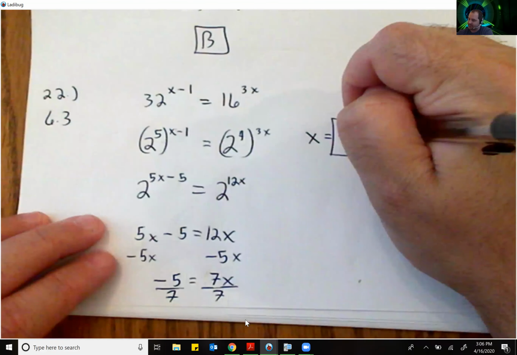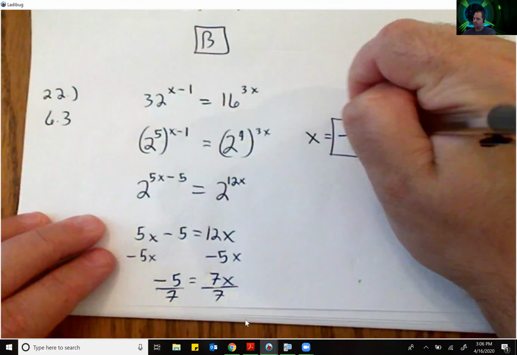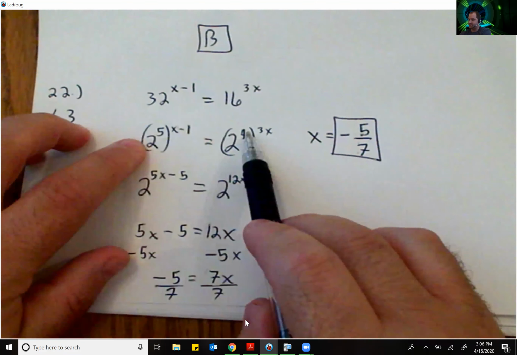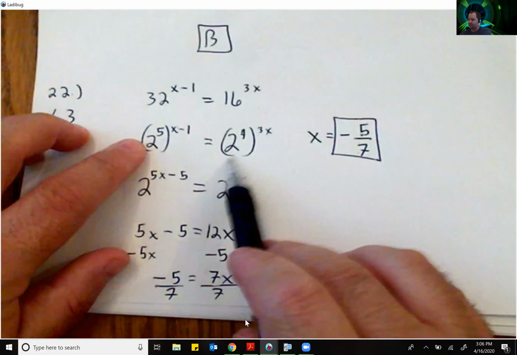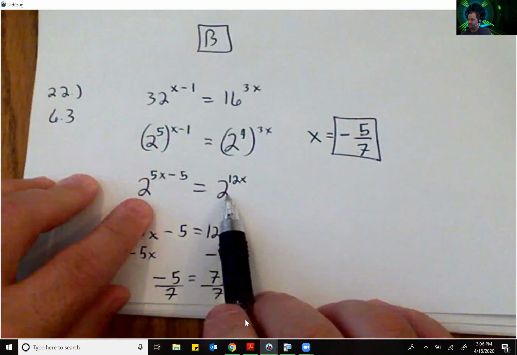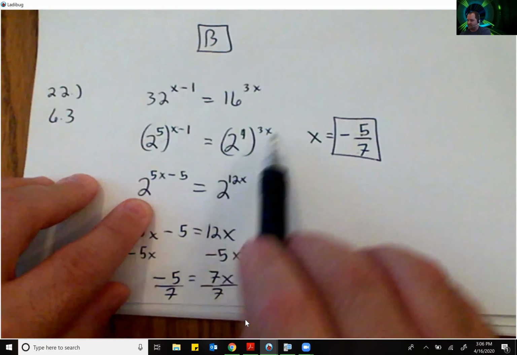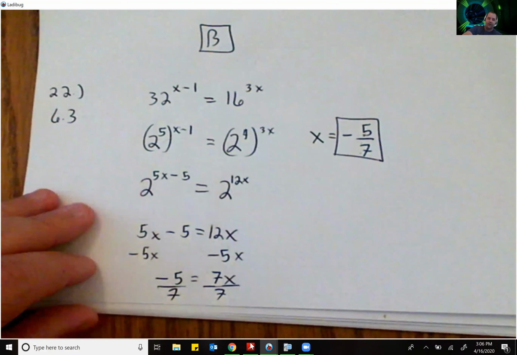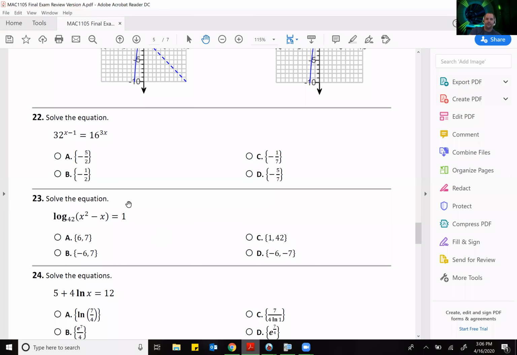But it's still the same principle. 2 to the 5th is 32. 2 to the 4th is 16. Distribute the 5 through, and take the 4 times the 3x. Because the bases are the same, we can set the powers equal to each other. So now if we go and look, right there, it's D. There we go. All right. So that's number 22 from 6.3.